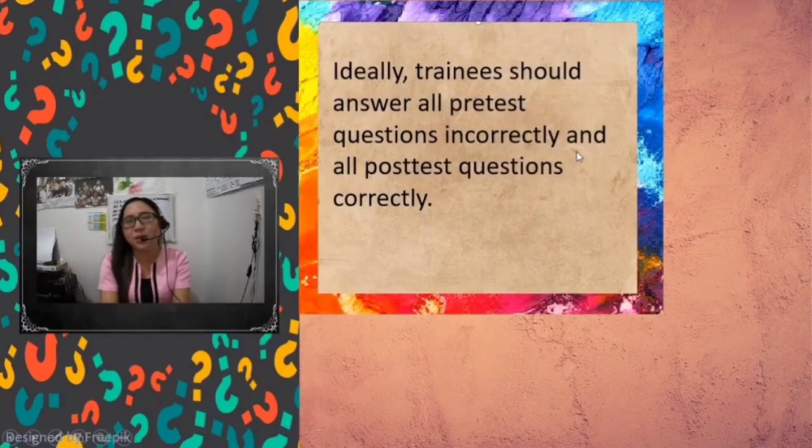It should be perfect, because they already made mistakes in the pre-test. So definitely, they gained knowledge. They gained learnings from the questions or the items there. So definitely, they should get the correct answer.